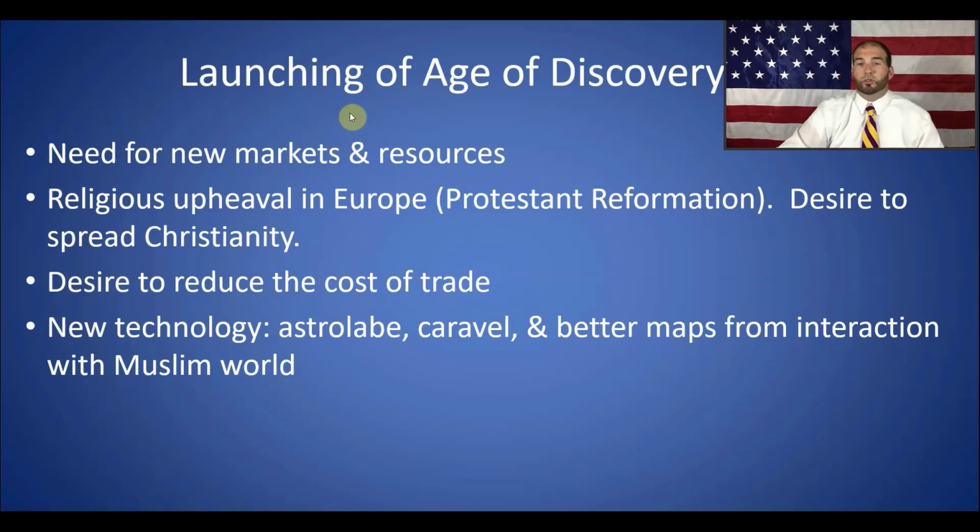So this launches what's called the Age of Discovery. Lots of need for new markets and resources. Religious upheaval in Europe. So there's this thing called the Protestant Reformation. Hopefully this registers with you from world history, from whenever that was. If you had me, we talked about it in detail.